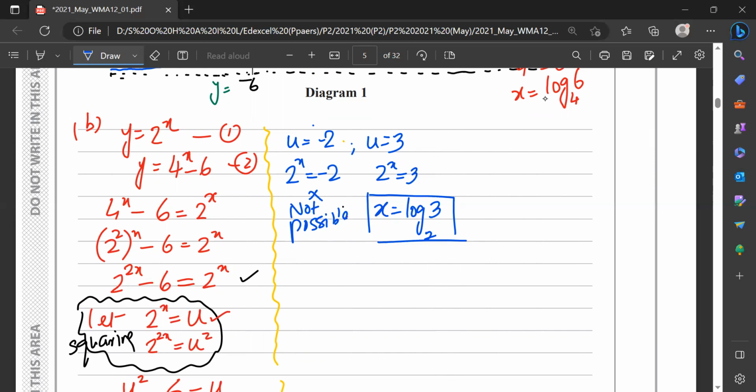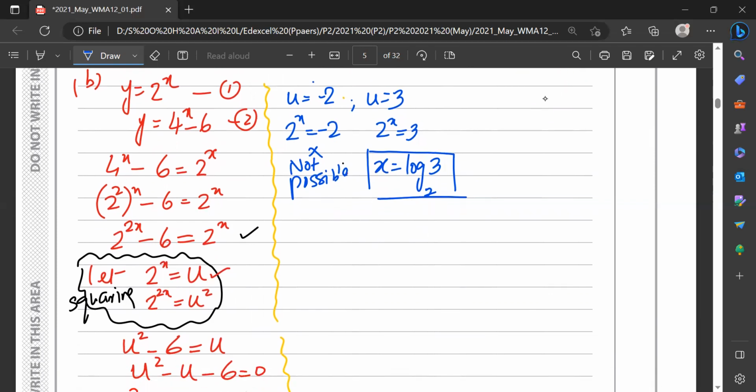The question was to solve the equations. So if 2 power x is equal to 3, normally when we find the value of x or y, we use that value in either equation 1 or in equation number 2.